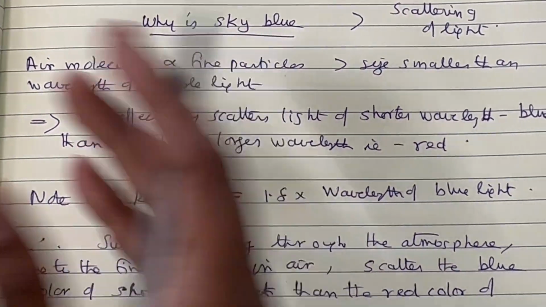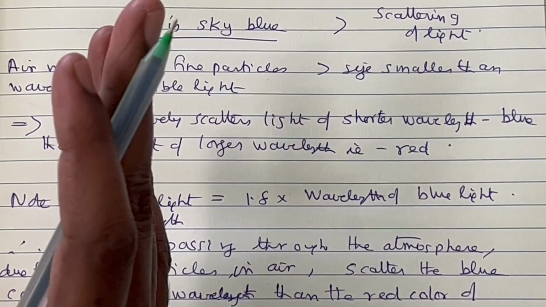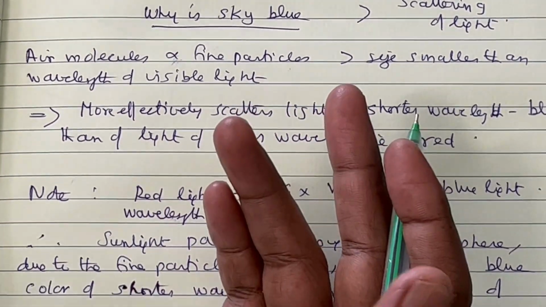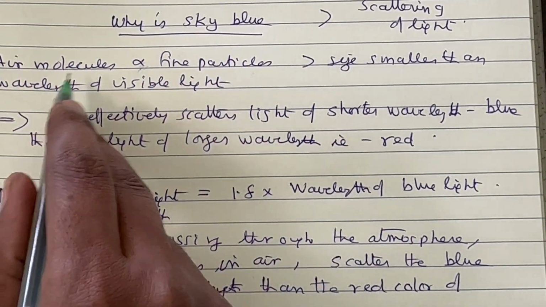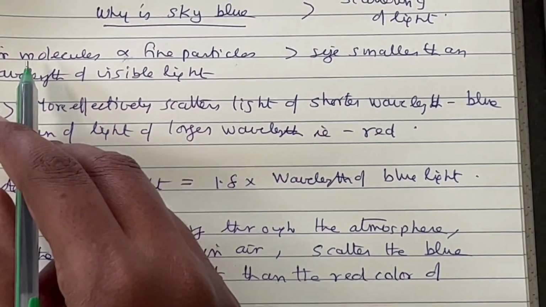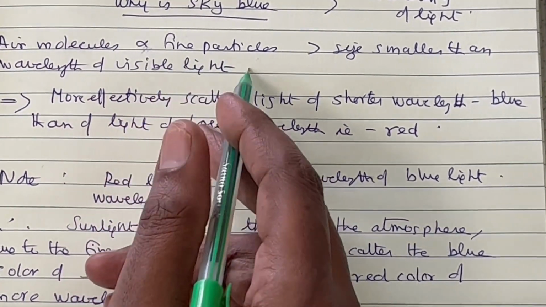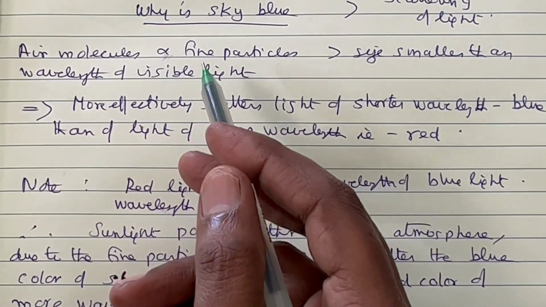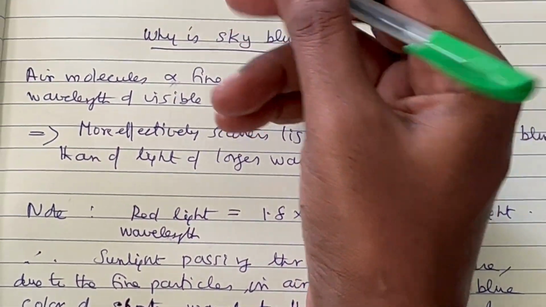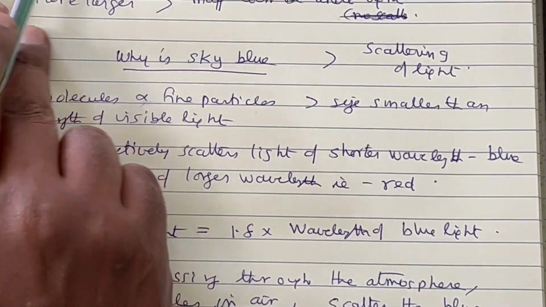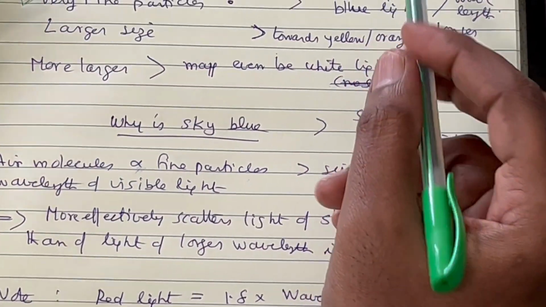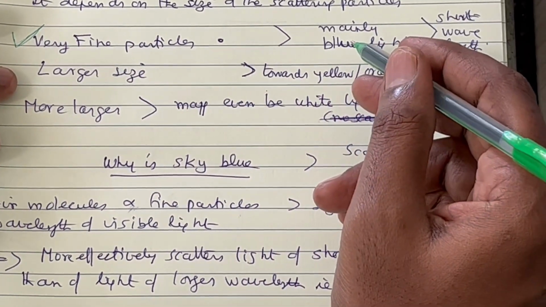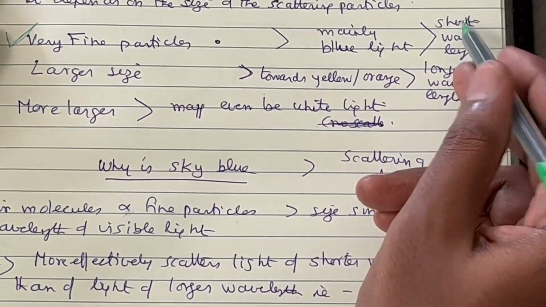As we discussed in our discussion of the Tyndall effect, it's the scattering of light by colloidal particles. Something similar is happening here. You have the air molecules; the atmosphere means air molecules. In the air, there will be very fine particles, meaning size smaller than the wavelength of visible light. As I mentioned in the previous video, if the particles are very fine, the scattered light will be more towards the blue section of the spectrum, which means short wavelength.